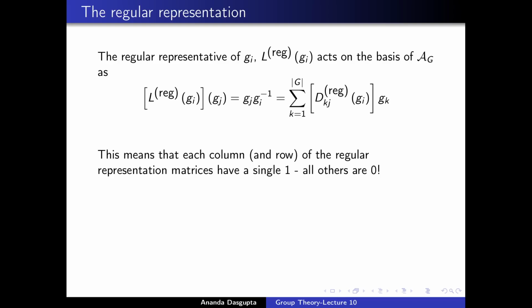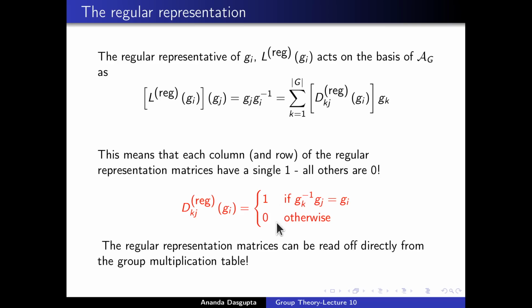And this essentially tells you that D_kj regular of gi is simply 1 if gk inverse gj is gi, otherwise it's 0. Of course, note that this will be 1 if gk happens to be gj gi inverse, and gk equal to gj gi inverse can of course be written in terms of the indices k and j by rewriting that as gk inverse gj equals gi. And that is the only term which is going to give you 1, all the others are going to give you 0. Now this tells us that the regular representation matrices corresponding to each one of the group elements can be read off directly from the group multiplication table itself. And this is what I am going to describe next.